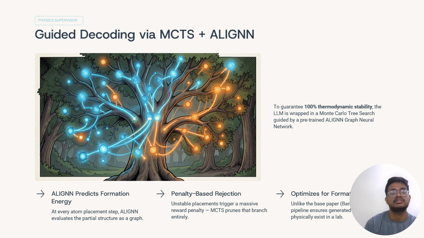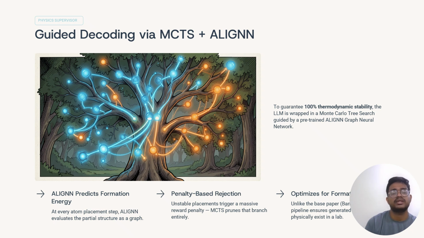MCTS is commonly used in decision-making systems such as AlphaGo. Instead of generating a crystal in a single path, MCTS explores multiple paths while generating. At every generation step, the language model proposes candidate atoms and coordinates. ALIGNN evaluates each partial structure. MCTS assigns rewards based on the predicted stability. Stable branches receive higher rewards. Unstable branches receive penalties. Poor branches are discarded. Promising branches continue to expand.